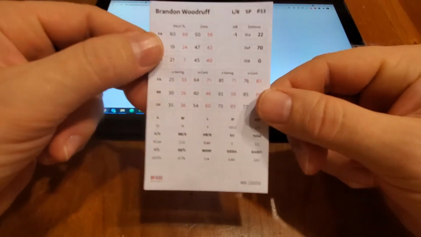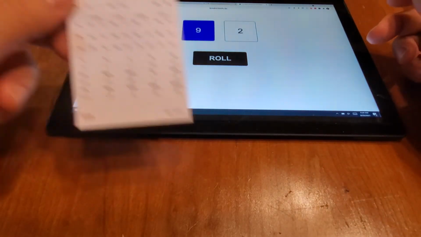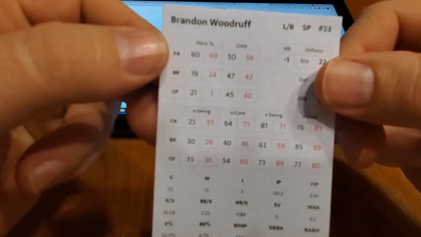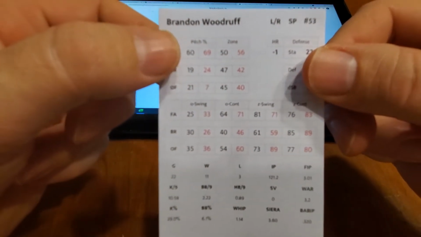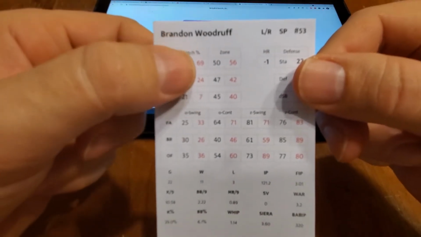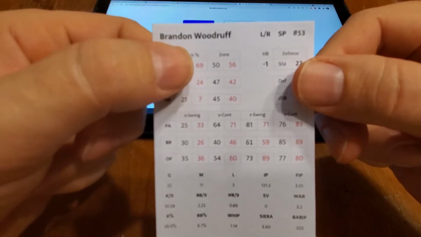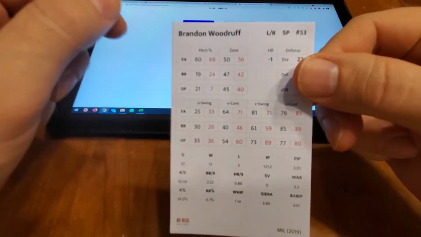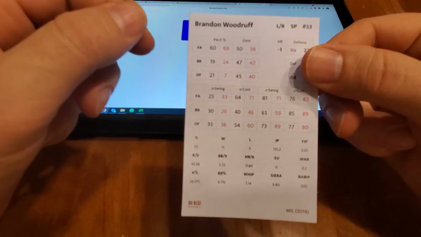I'm not really going to do that right now, but what we do is our first roll. Let's go. First roll is a 92. The first roll is going to determine which pitch. Let's say he's facing a right-handed batter, so we're going to use the numbers in red.